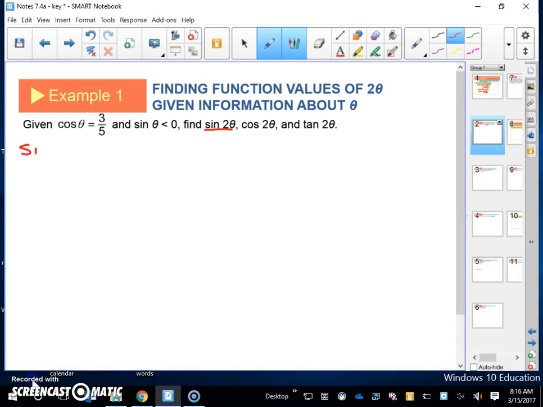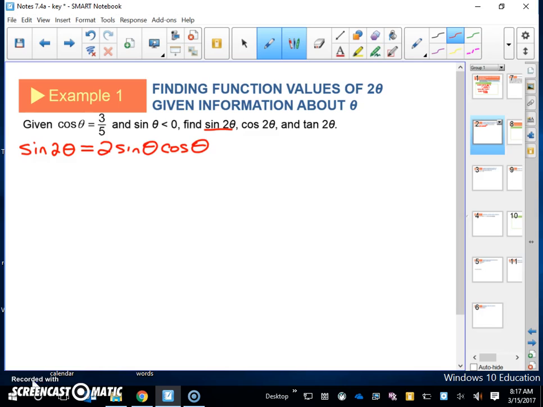Sine 2 theta. And don't think that it's just going to be as easy as multiplying 2 times 3/5. That doesn't even make sense because 3/5 is not a theta. Find the identity that talks about sine 2 theta, or on the board it says sine 2a. If I'm talking about a double angle for sine, the formula says 2 sine theta cosine theta. Straight from the board.